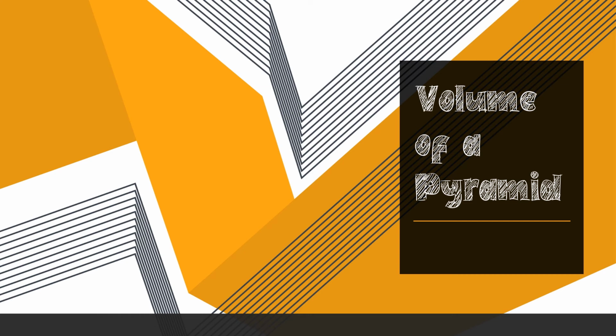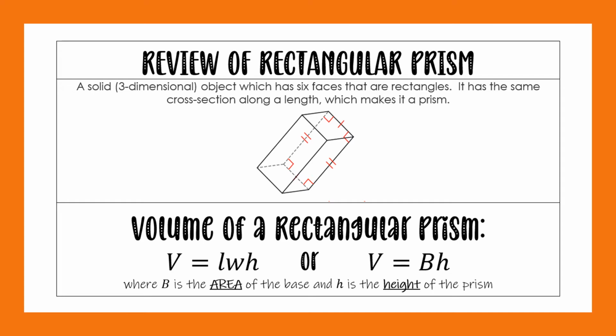Let's take a look at volume of a pyramid. Before we do, let's review how to find the volume of a rectangular prism. So a rectangular prism is a 3D object which has 6 faces that are rectangles, and they meet at right angles, so the faces are perpendicular to one another.